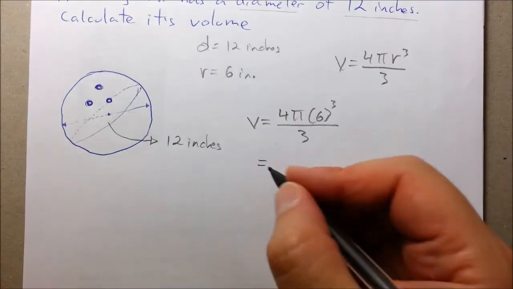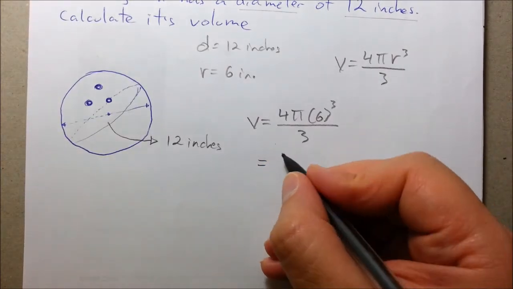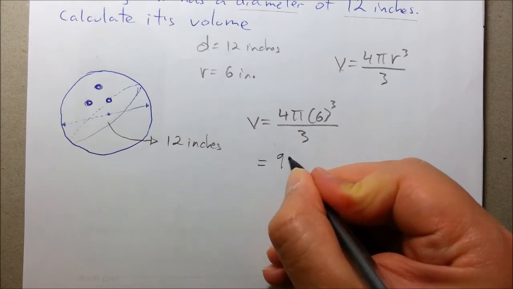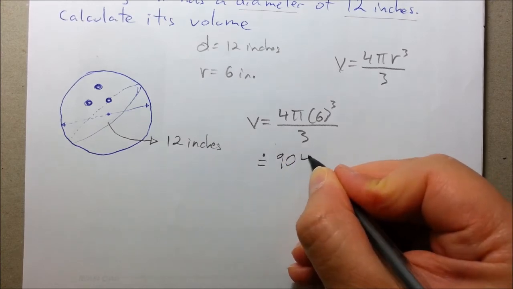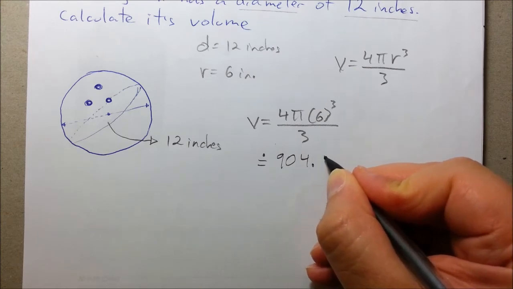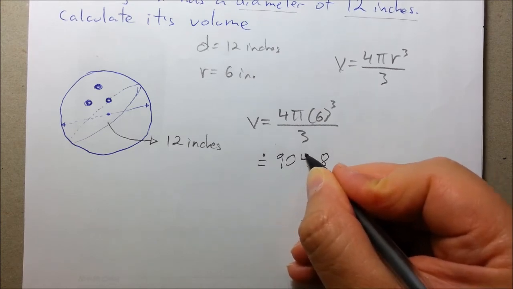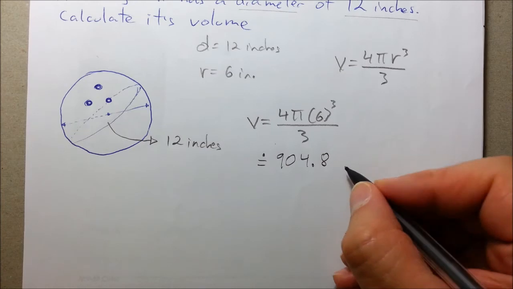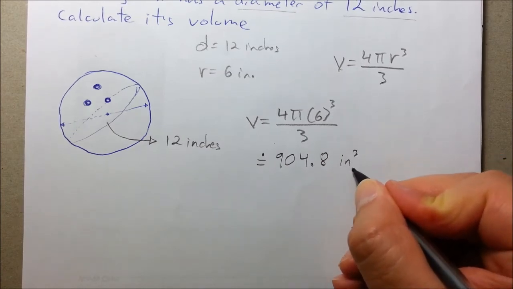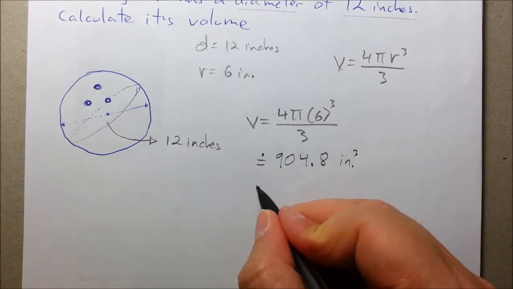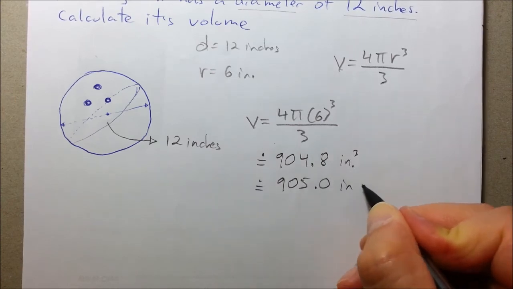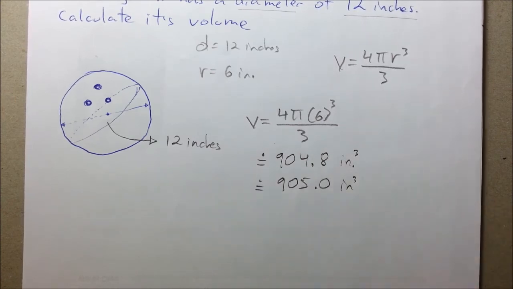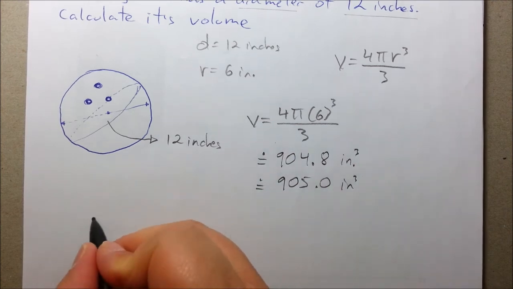That gives us 904, and actually let me put the dot there because we're approximating, 904.8 up to 1 decimal place. 0.8 inches cube. But let's round it off. So I'm just going to round it off to 905.0 inches cube.